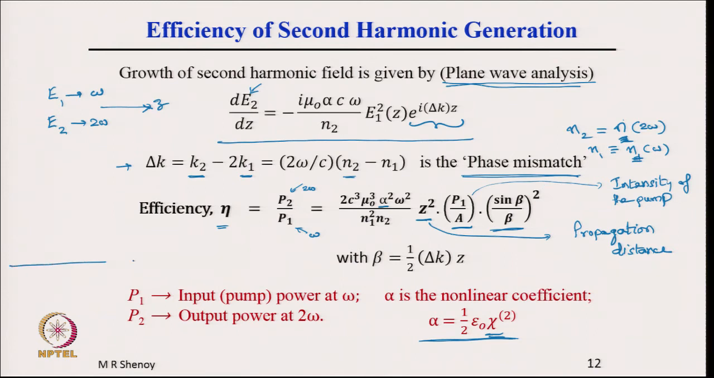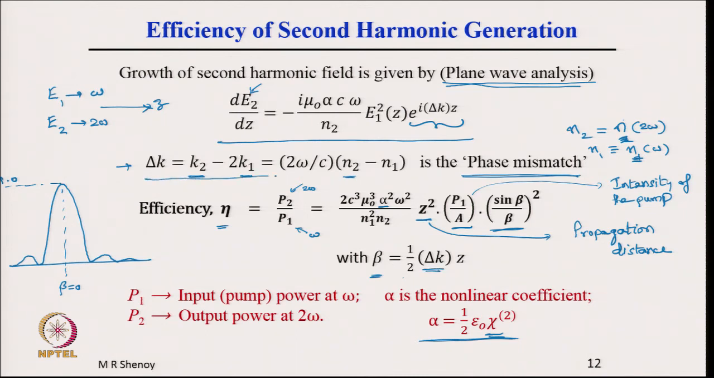If I plot it here, so it varies. So, this is sin square beta by beta square versus beta, and at beta equal to 0, this is maximum. At beta equal to 0, this is 1. The sinc square function is 1 at beta equal to 0, and what is beta? Beta is equal to half delta k into z. So, delta k is the expression which is given here.